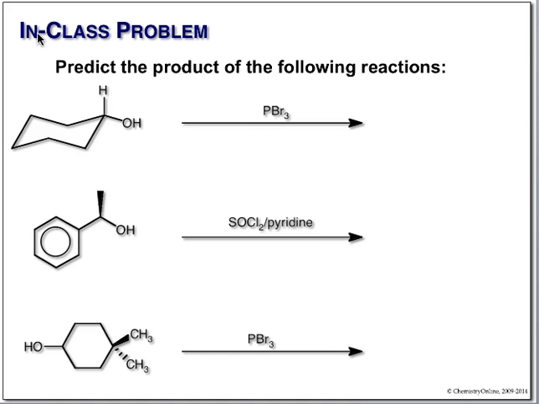All right, PBr3, when we see that, what do we think? We think intermediate phosphite ester, SN2 chemistry, inversion, wind up with an alkyl bromide. We don't have stereochemistry here, so anything you drew would have worked. Just a bromocyclohexane.